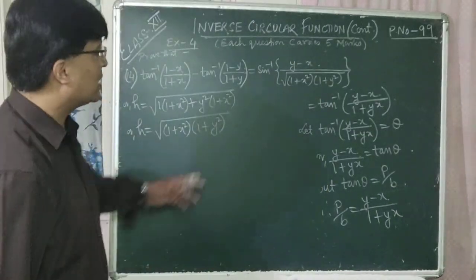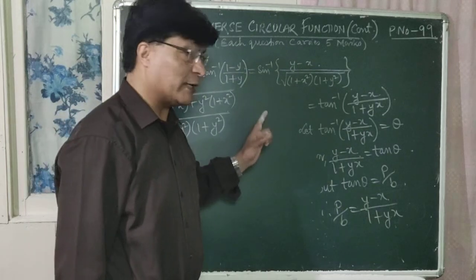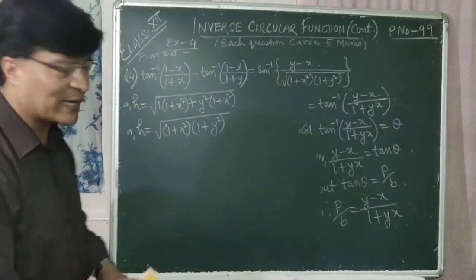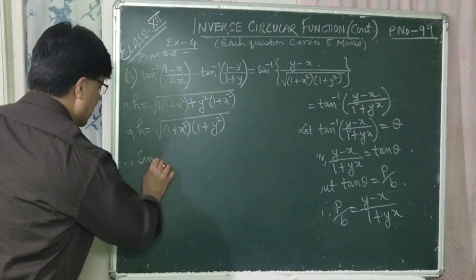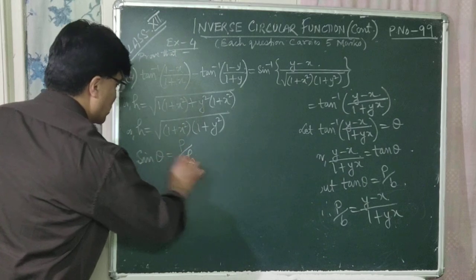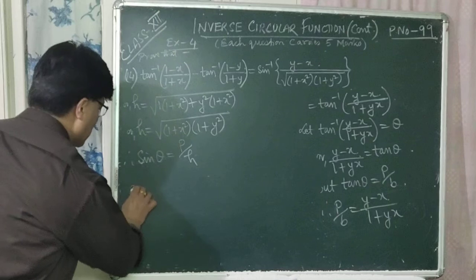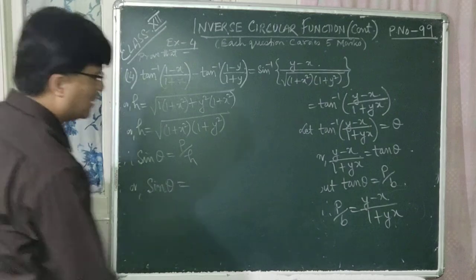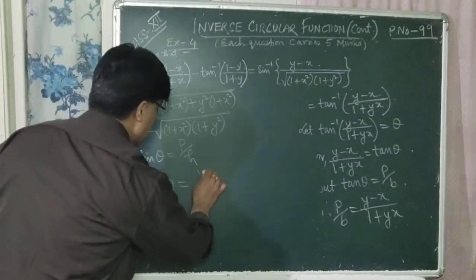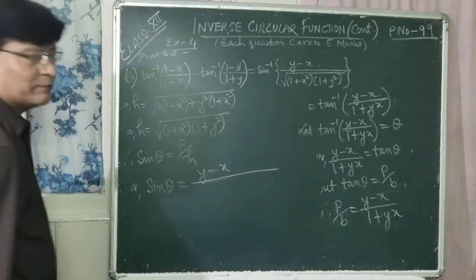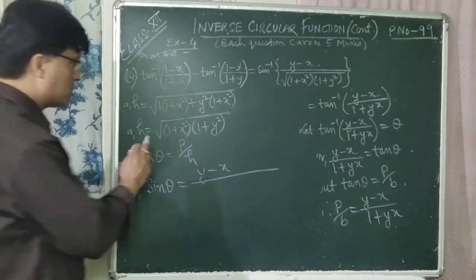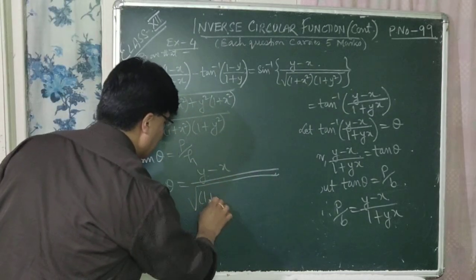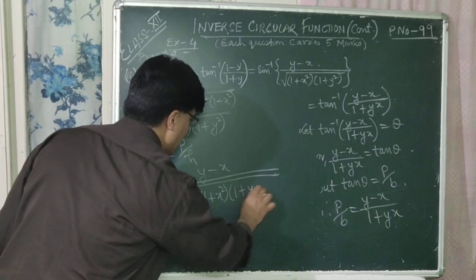Now in order to express the left hand side in terms of sine inverse, you have to get the value for sine theta. So sine theta, what is the formula? Some people have sine theta is equal to p by h. What is p in this case? P is y minus x, isn't it? So y minus x divided by, what is the value for h? We have just determined it. It is root over 1 plus x square into 1 plus y square.